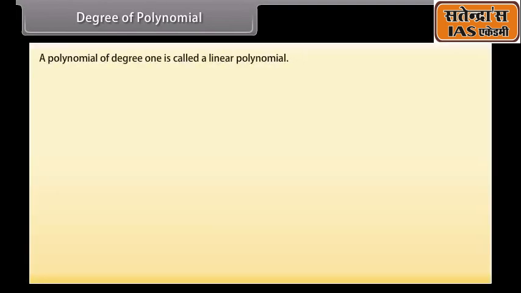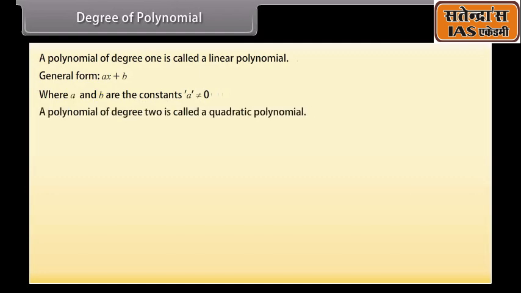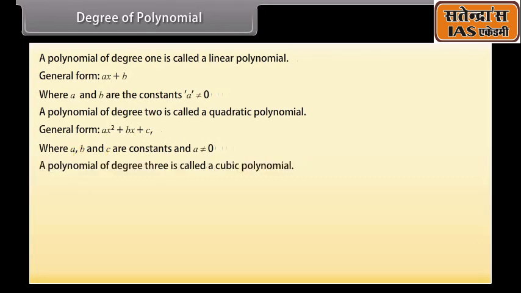Degree of polynomial. A polynomial of degree 1 is called a linear polynomial. Its general form is ax plus b, where a and b are constants, and a is not equal to 0. A polynomial of degree 2 is called a quadratic polynomial. Its general form is ax square plus bx plus c, where a, b, and c are constants and a is not equal to 0. A polynomial of degree 3 is called a cubic polynomial.